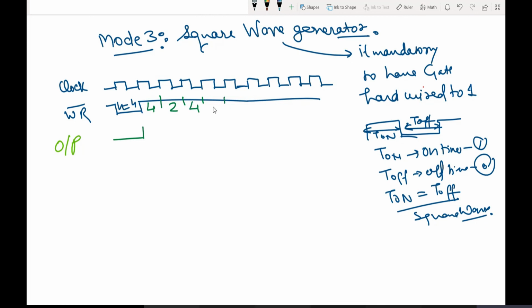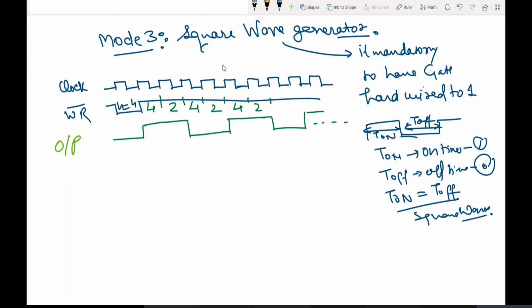So how will these things operate? It will operate like this: 4, 2, 4, 2, 4, 2. Now how to draw this? Like this, and like this, and it will go on. So you can see by yourself, the on time and off time are both the same. If anything happens in between and the gate turns itself low, it will change the on time and off time, so it will not be a square wave.